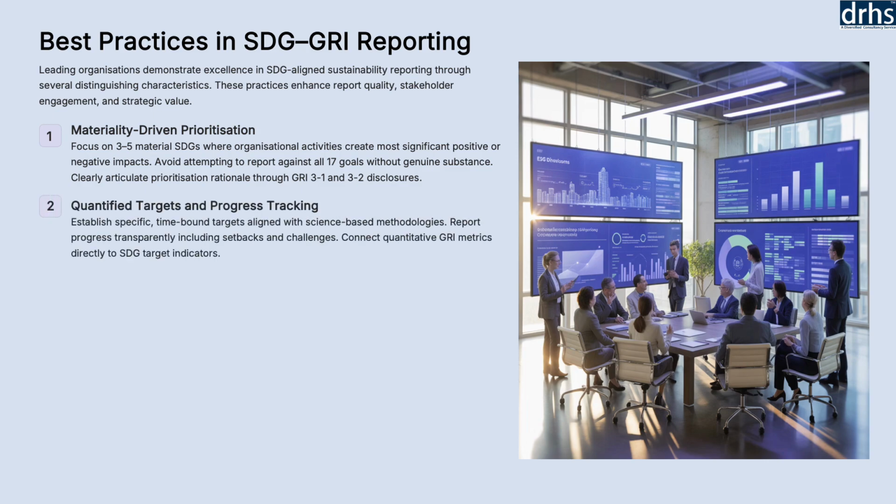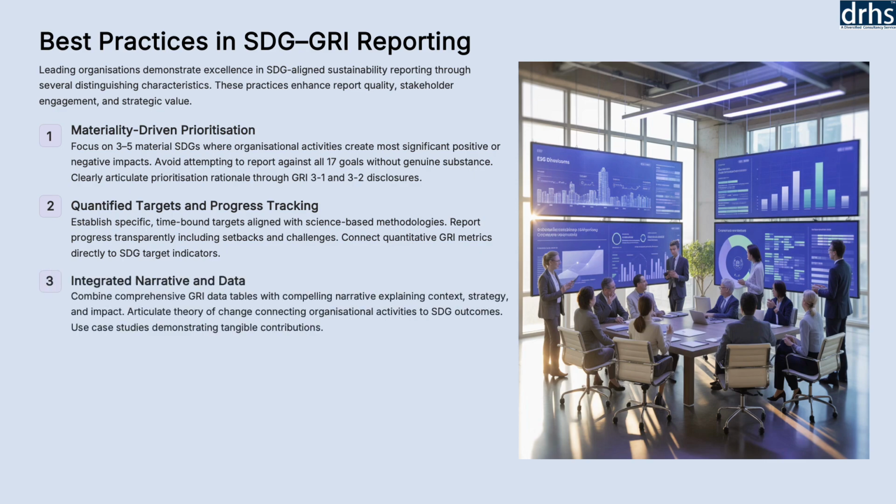2. Quantified targets and progress tracking. Best practice reporting translates commitments into quantified, time-bound targets aligned with SDG outcomes. Targets should be supported by clear baselines and KPIs, enabling year-on-year progress tracking. Quantitative disclosure, such as emissions reduction trajectories, water efficiency improvements, or workforce diversity metrics, enhances comparability and credibility, particularly for investors and regulators.